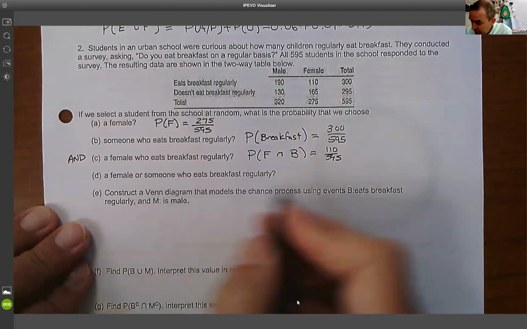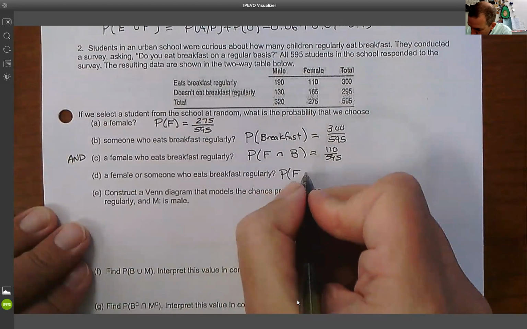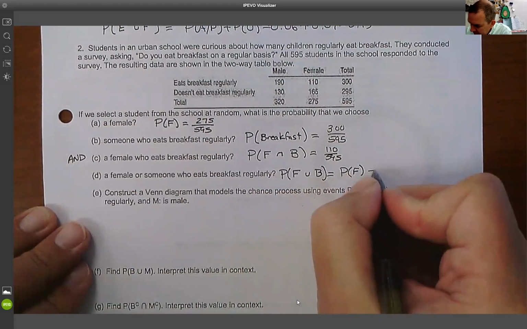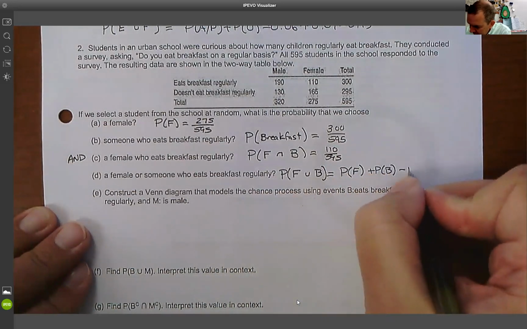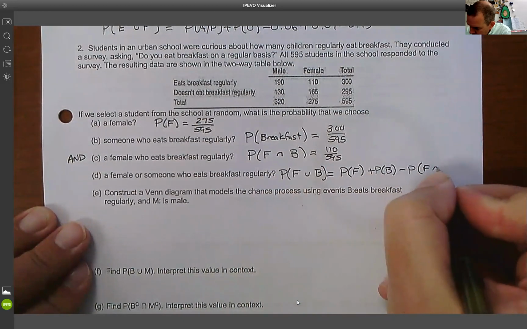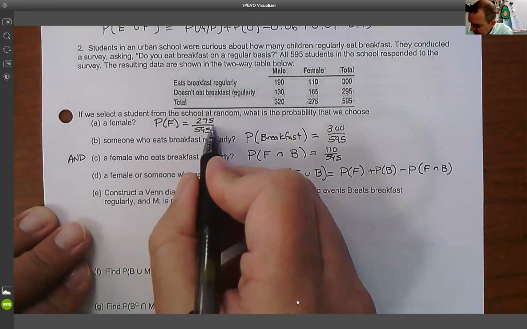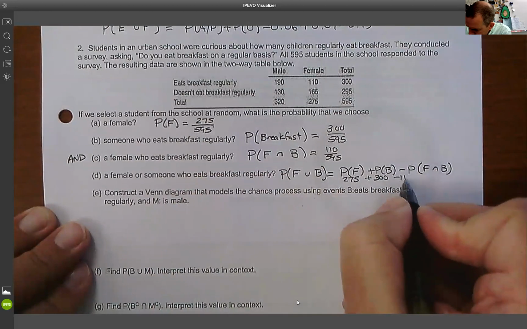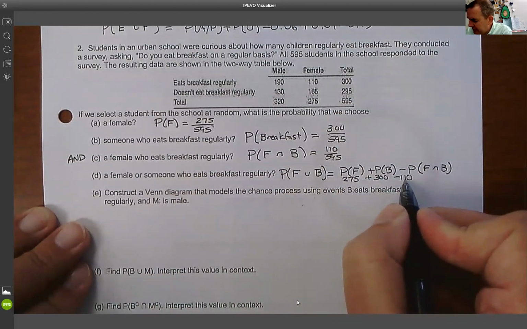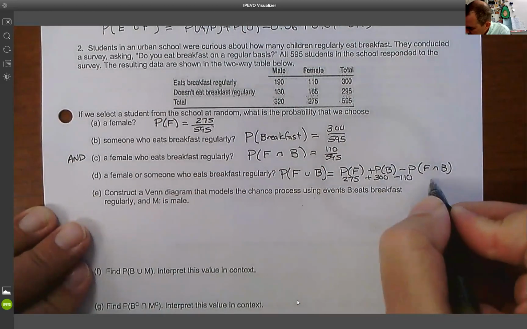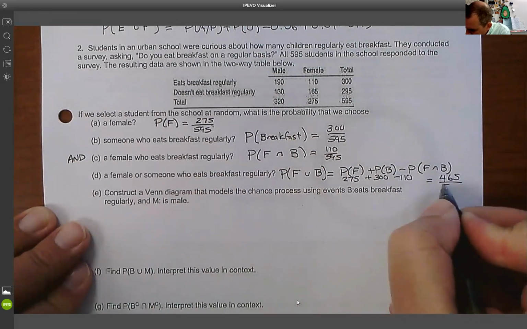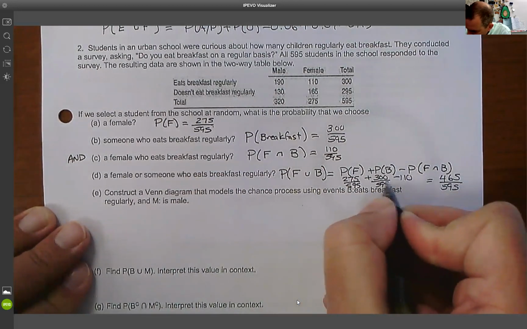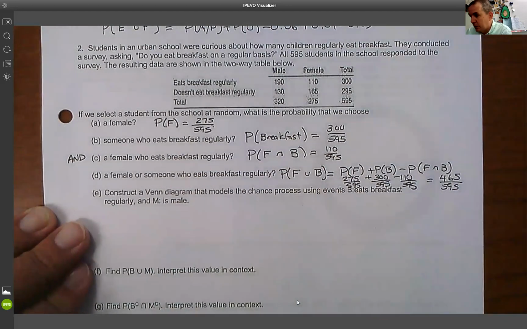Probability of female or someone who eats breakfast regularly. That's female or breakfast, and that formula is on your formula sheet. It's taking all my females, taking all my breakfasts, and subtracting my overlap, female and breakfast. So it's 275 plus 300 minus 110. That's 575, and 575 minus 110 gives me 465. So that's 465 out of 595. Okay, so there's our work there.